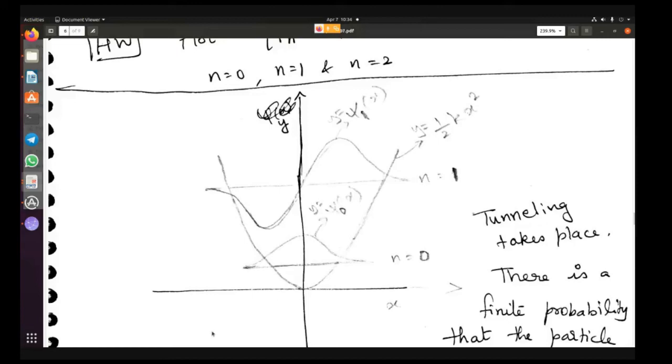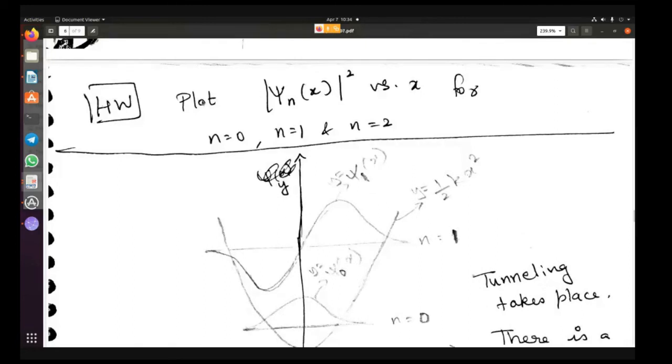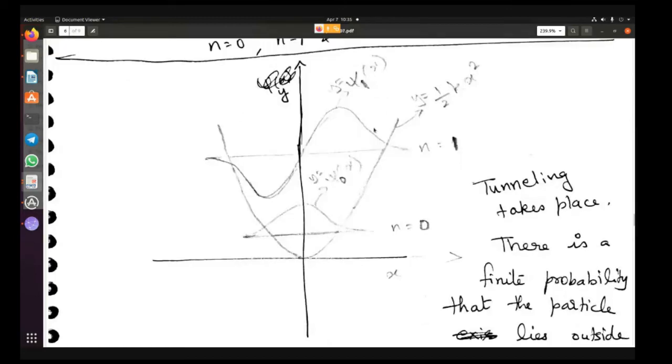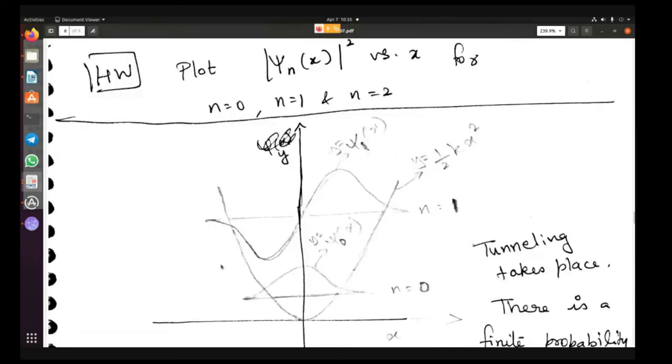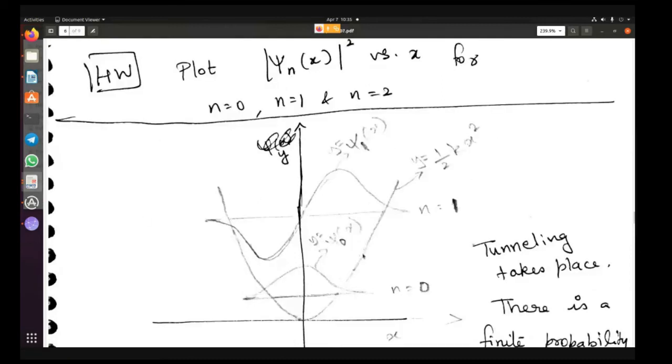If you draw the probability, I also want you to draw the probability for this. Okay. So here I have said plot psi n square versus x for n equal to 0, 1 and 2. So I'm basically asking you to plot p of x versus x. So similarly, in the same kind of diagram, this is your homework. Please plot p of x versus x and show me how the probability looks like outside the potential. Okay, so tunneling does take place because the potential is finite.